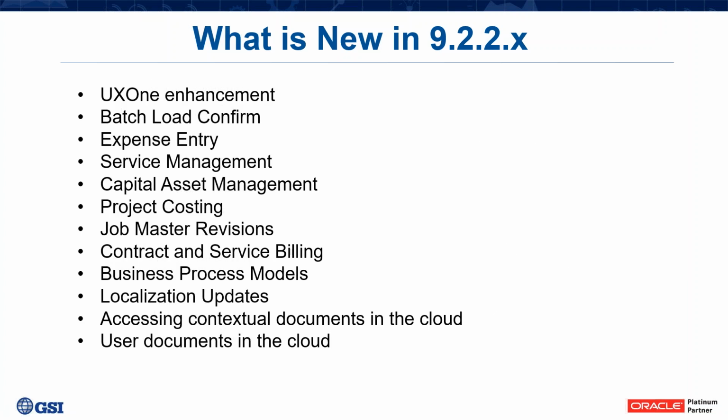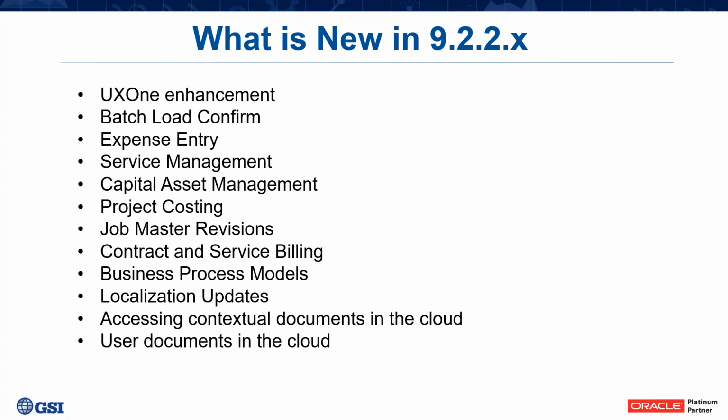Lots of new things. We got another whole slide of new things. So UX1 has been enhanced so that end users don't have to wait for charts to refresh each time they're displayed. You can use batch shipment confirmation to confirm transportation loads. An expense entry has been enhanced by displaying expense category and location descriptions. Service management has new form layouts. Capital asset management has simplified form layouts.